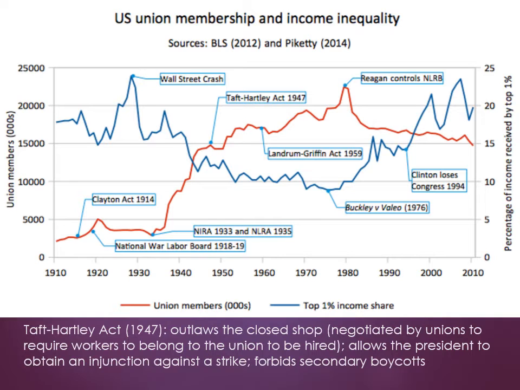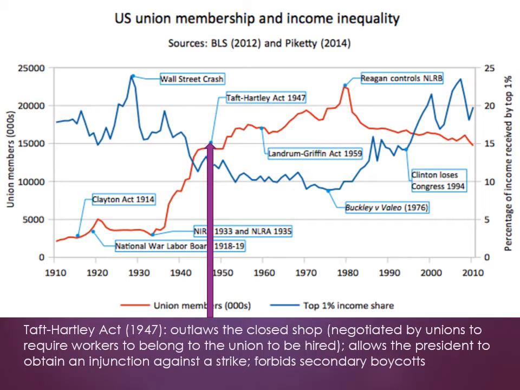The next milestone that is pointed out here is one that's hostile to labor. This was passed by a Republican Congress in the late 1940s, the Taft-Hartley Act. Organized labor has tried to get this repealed ever since, but has not been successful. What that did was to outlaw what's called the closed shop. This was something that had been negotiated by unions to require that workers had to belong to a union to be hired by that company.